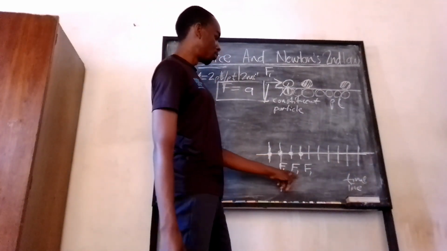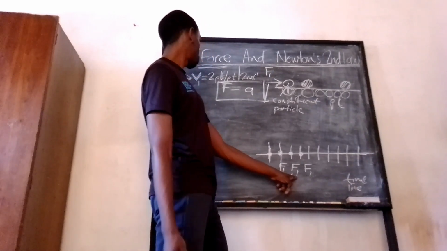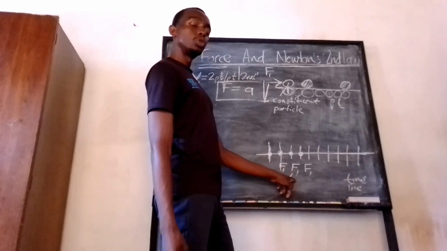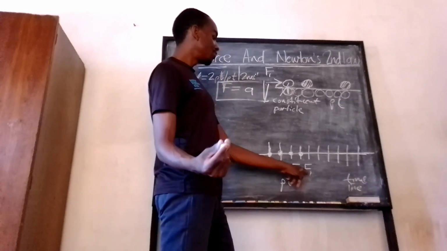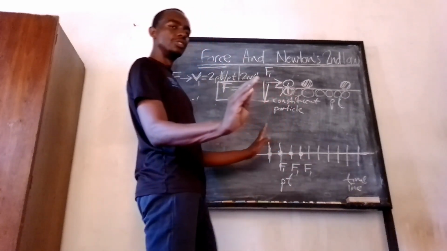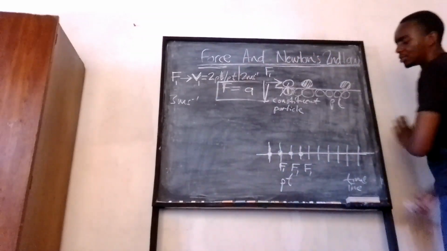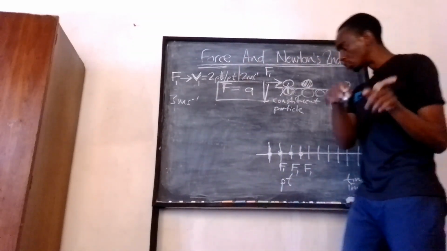Meaning when we get here, because we now have, let's call it F3, we now have F3 instead of F1. Our body at this point will be moving at 5 meters per second. And if at this point we remove the forces, the body will continue moving at that same velocity of 5 meters per second, which is Newton's first law.